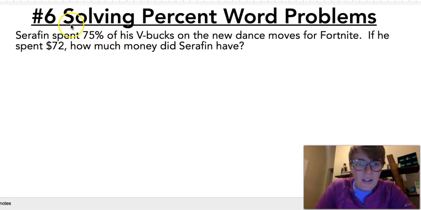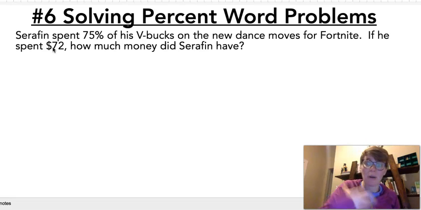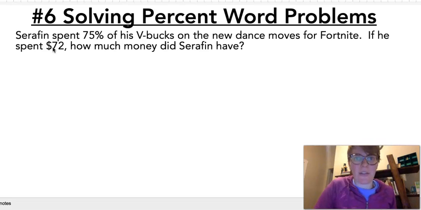Now, when I look at this problem, I see 75% and I see 72. The tricky part about percents is really understanding, is that 72 going to go in the part or is it going to go in the whole? So when I read this again, I definitely know that 75% is my percent. So I'm going to make my part whole percent chart so I can organize my information.